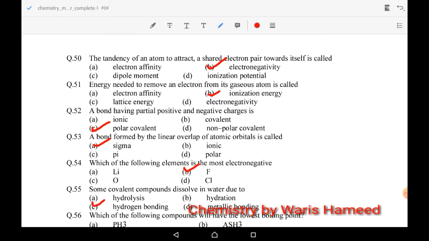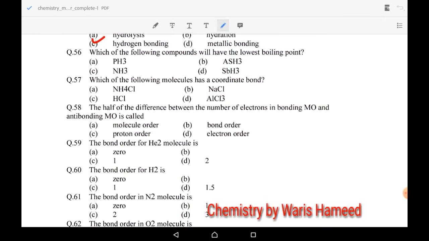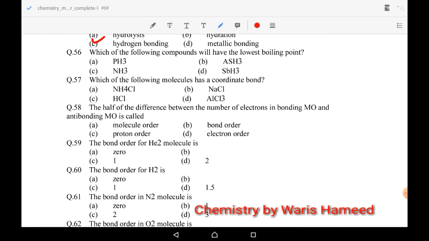Some covalent compounds dissolve in water due to hydrogen bonding. Next MCQs. Which of the following compounds has the lowest boiling point? NH3, because it's in the form of gas.